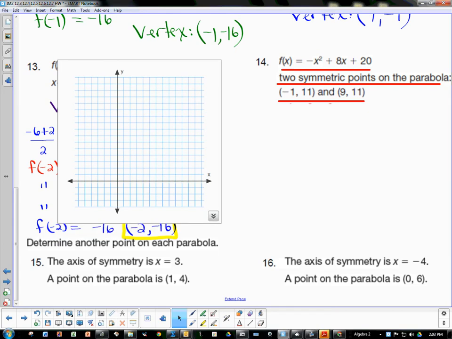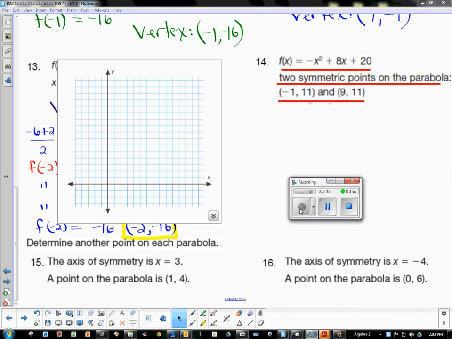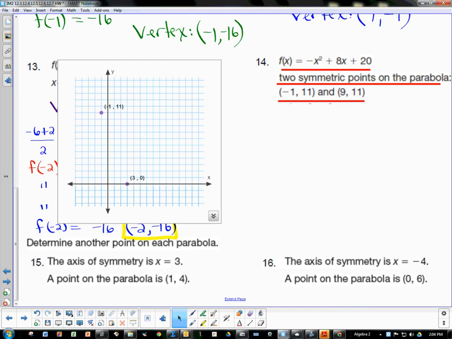I had to adjust this graph slightly to accommodate these points. I have negative 1 comma 11 right here. So this is going to be negative 1 comma 11. So 1, 2, 3, 4, 5, 6, 7, 8, 9, 10, 11. There it is. And then I'm going to have 9, 11. So we head up to 9. 1, 2, 3, 4, 5, 6, 7, 8, 9. Whoops.